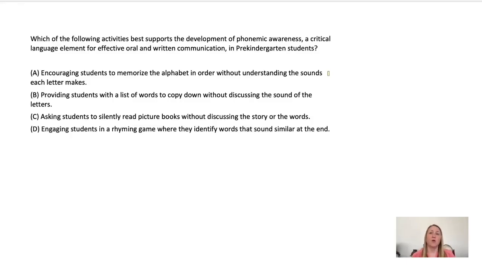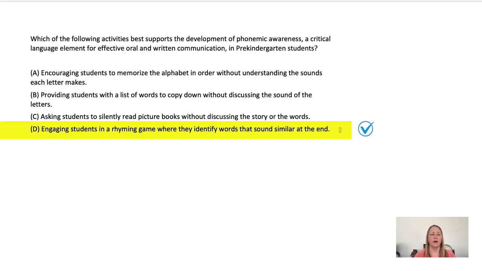Memorizing the alphabet is incorrect. Memorizing the alphabet without focusing on the sounds does not help students understand the relationship between letters and sounds, which is essential for phonemic awareness. Providing a list of words to copy is incorrect because it focuses on writing rather than the oral language skills involved in phonemic awareness. Asking students to silently read is incorrect. It does not actively engage them in the sound structure of language, which is central to developing phonemic awareness.